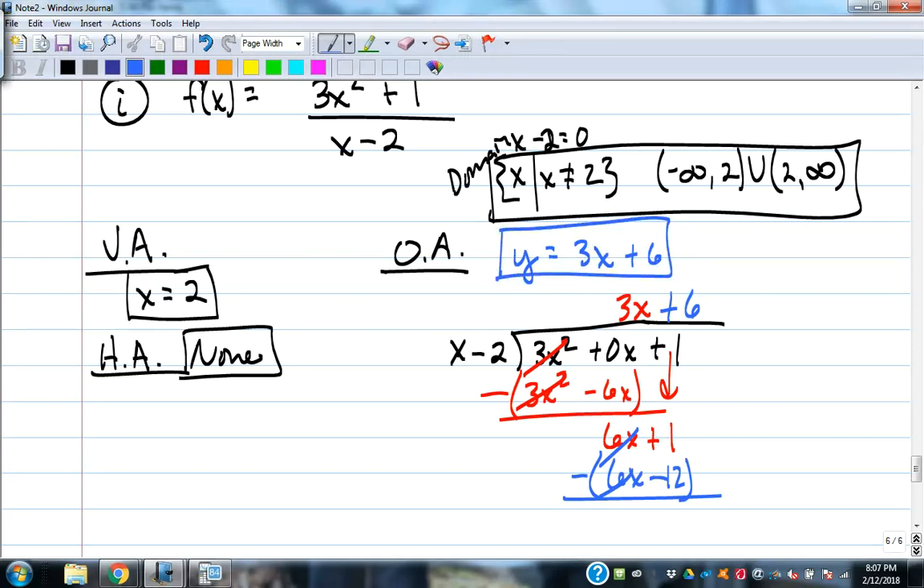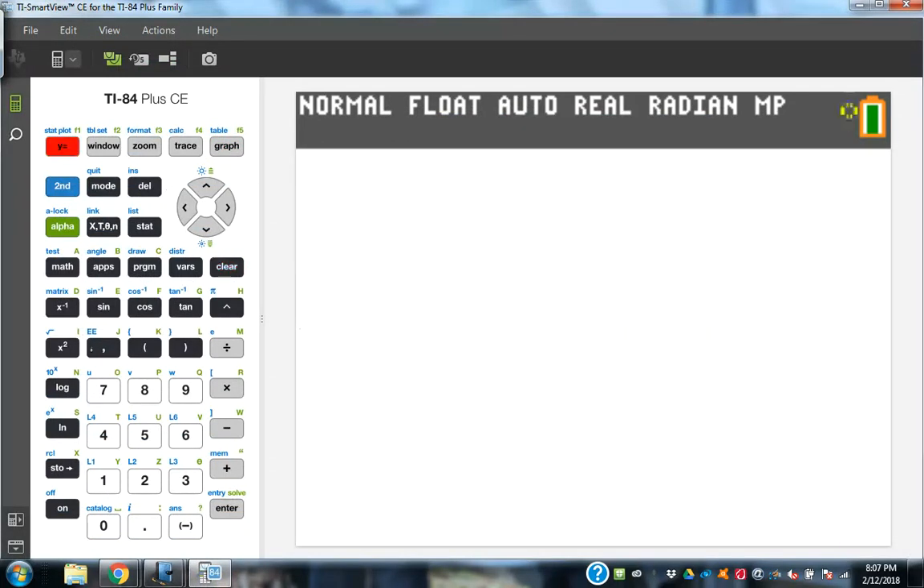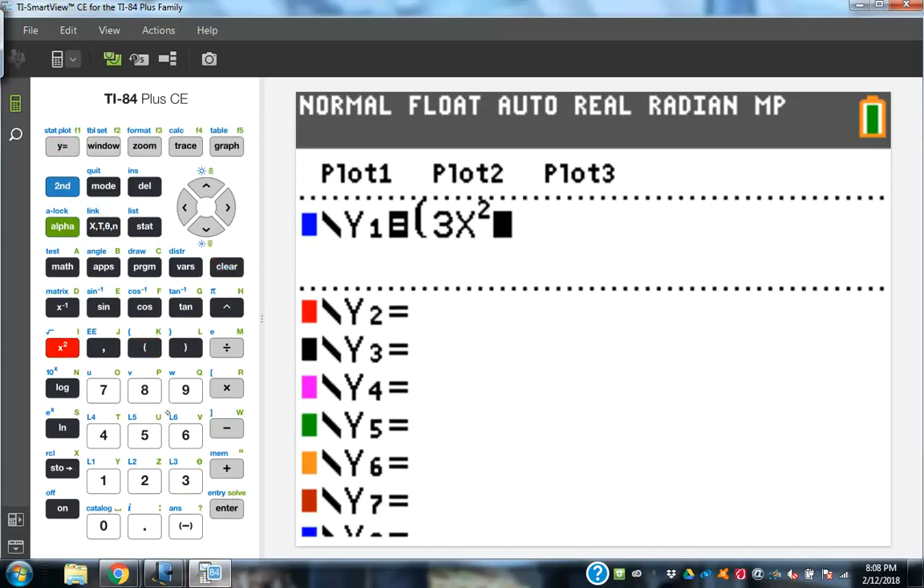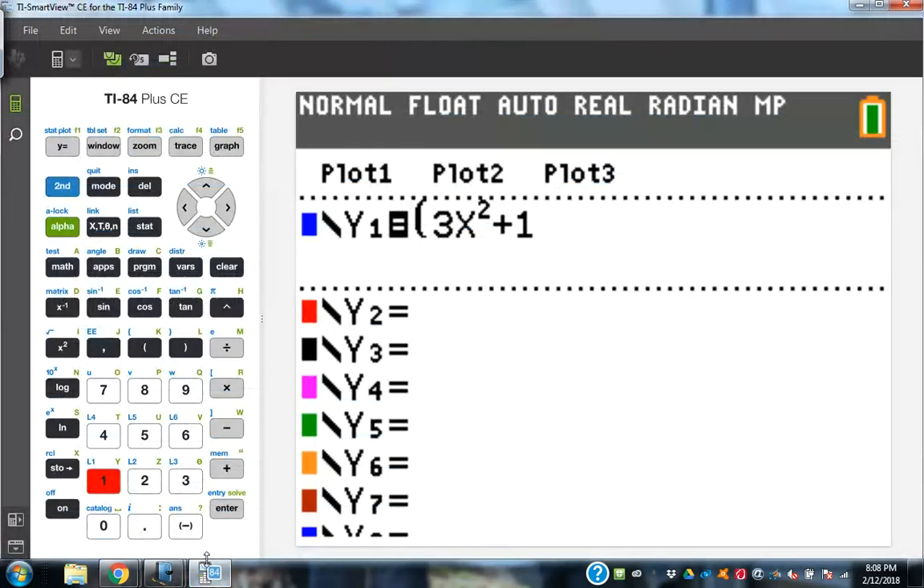Let's graph this one because we haven't graphed one on the calculator yet. I want to let you see all of this stuff on the calculator because it doesn't draw everything, but we can make it draw some of it. So I'm going to graph the original equation. So 3x squared plus 1, is that right? Over x minus 2. So put the 3x squared plus 1 in parentheses divided by parentheses x minus 2.